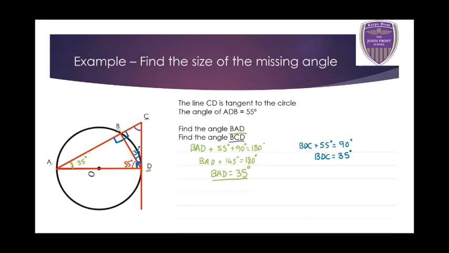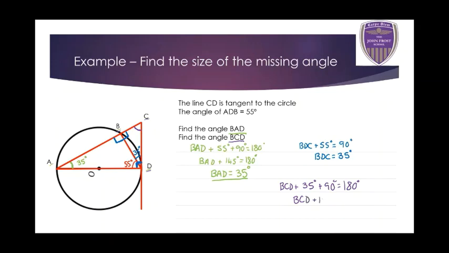And again, we've got another right angle triangle in here now. So all triangles add up to 180 degrees. So our missing angle BCD plus 35 plus 90 has to equal 180. So BCD plus 35 plus 90 equals 180 degrees.